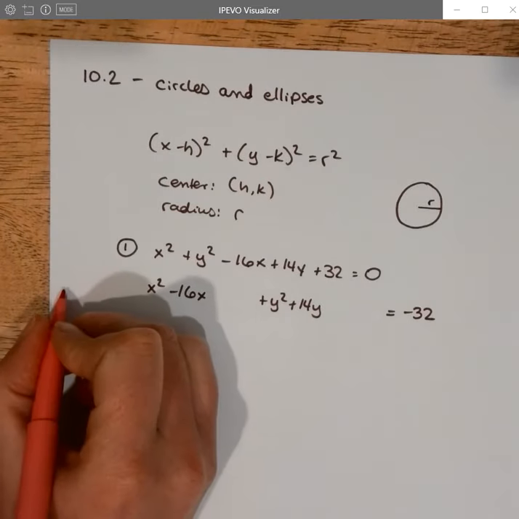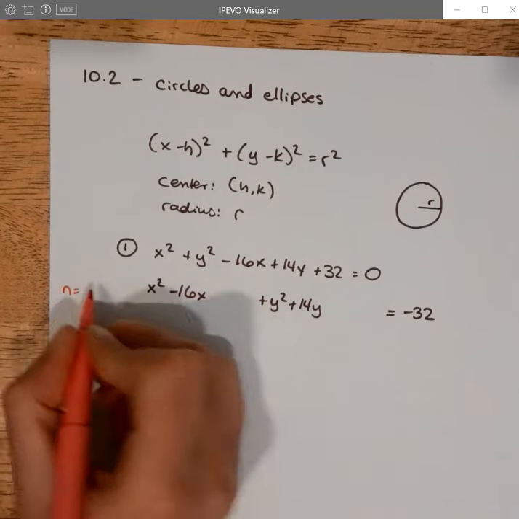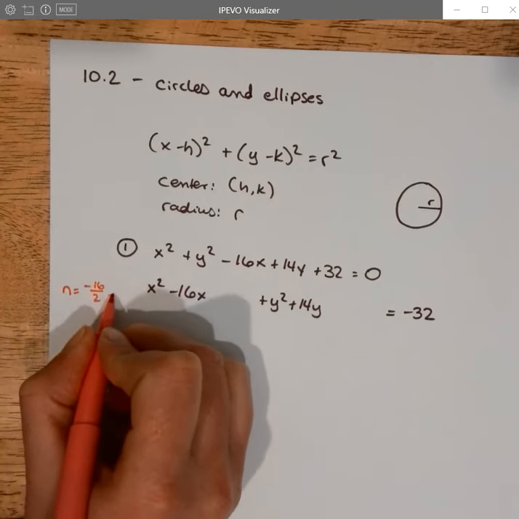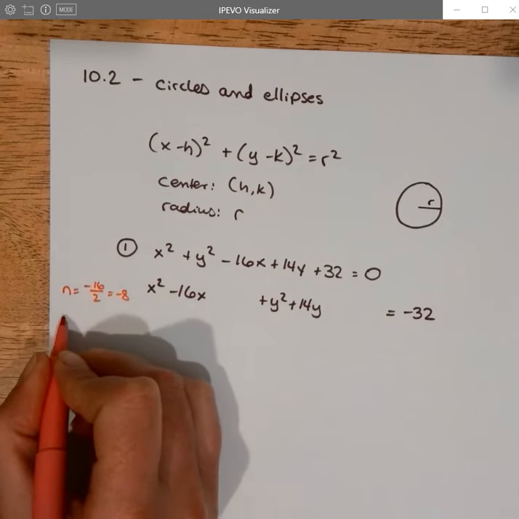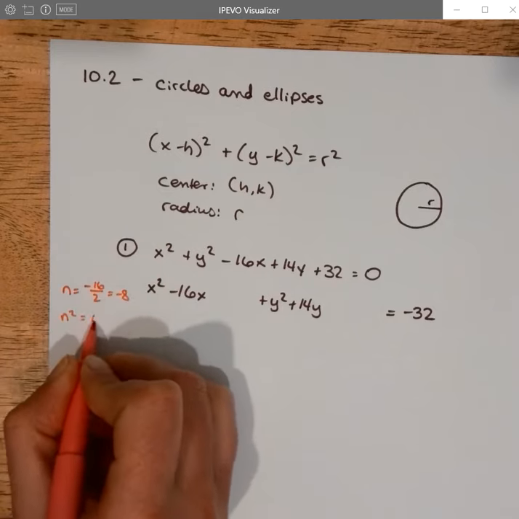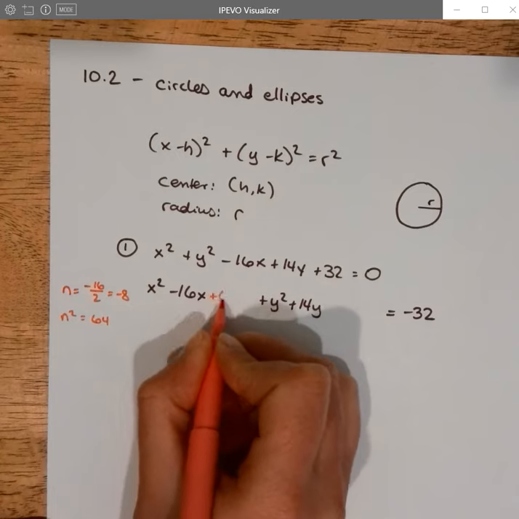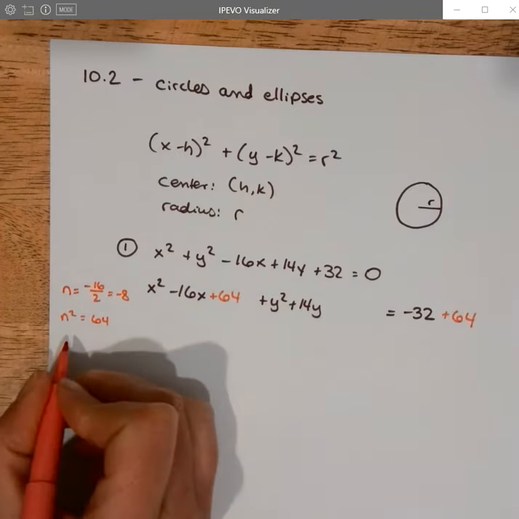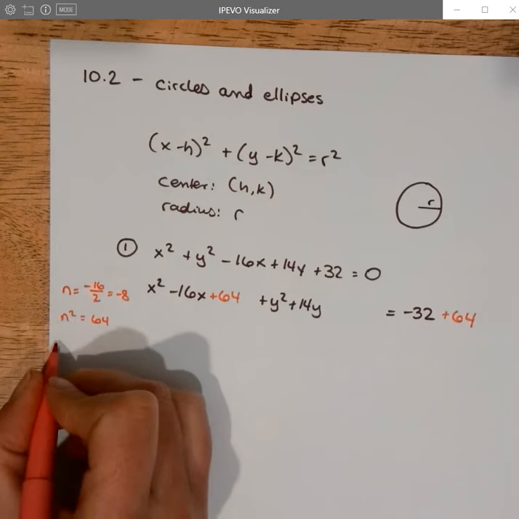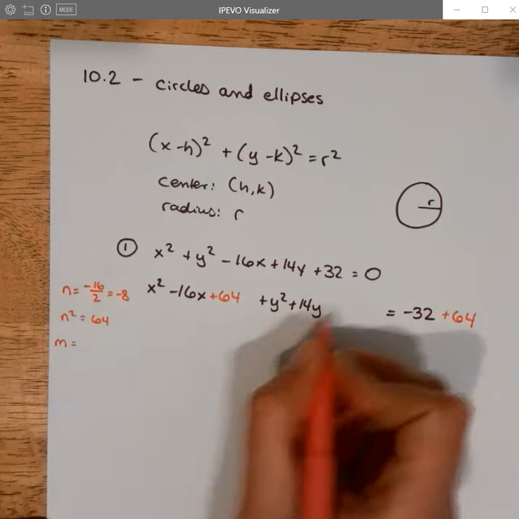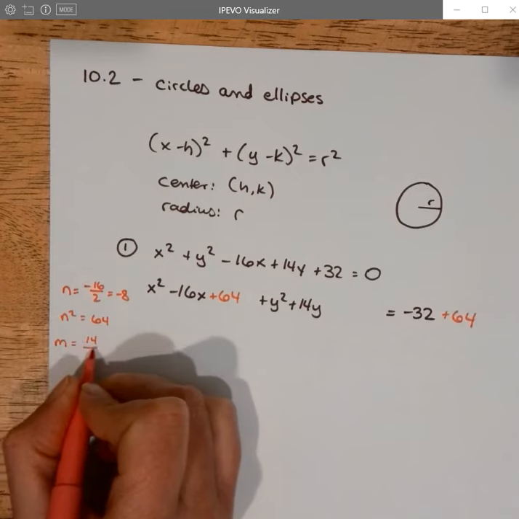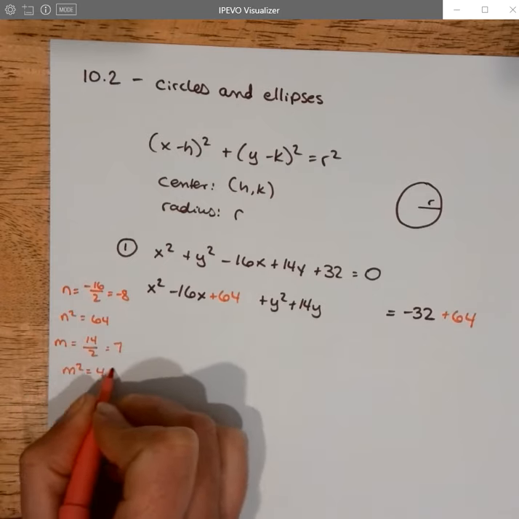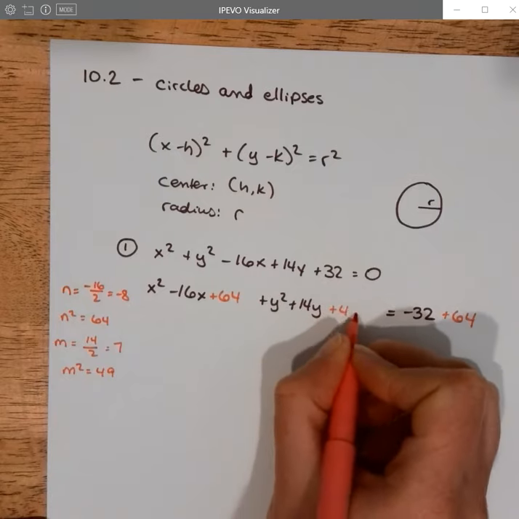So we're going to have, say, n equals half of b, so negative 16 over 2, so that's negative 8. And then n squared is 64. So I'm going to add 64 into this space on both sides. We've got n, so we're going to find m, some other letter, for the y's. It's our 14 divided by 2, so that's 7. And then m squared is 49, so we're going to add 49 to both sides.